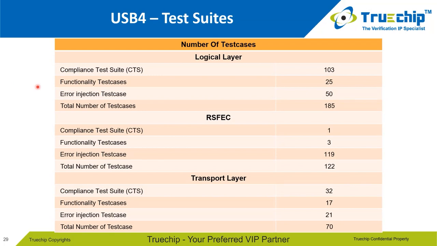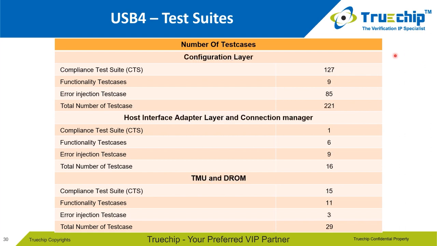Let's look at the number of test cases we have. For logical layer, we have 185 total test cases. This covers the whole compliance test suite, functionality, and error injection test cases. We have classified them in these categories. For RSFSE, we have 122 test cases. For transport layer, we have 70 test cases. For configuration layer, we have 21 test cases.